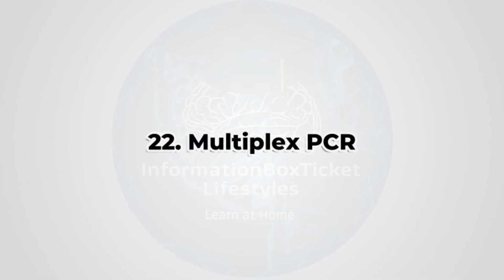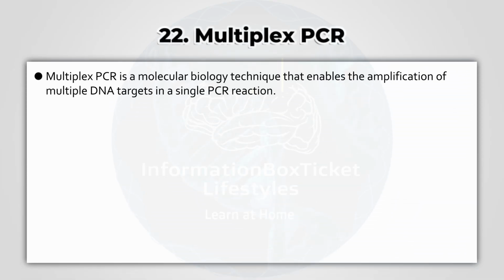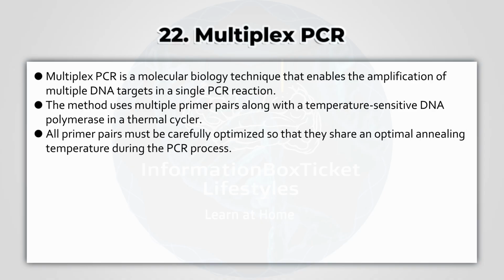22. Multiplex PCR. Multiplex PCR is a molecular biology technique that enables the amplification of multiple DNA targets in a single PCR reaction. The method uses multiple primer pairs along with a temperature-sensitive DNA polymerase in a thermal cycler. All primer pairs must be carefully optimized so that they share an optimal annealing temperature during the PCR process.